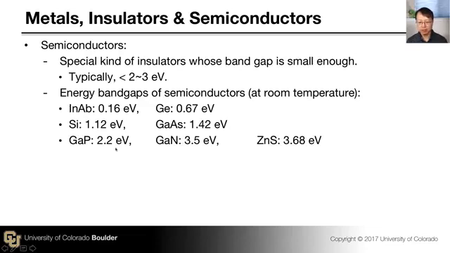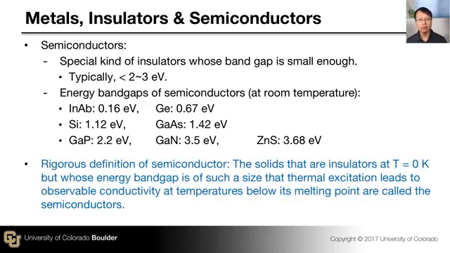And there are semiconductors that have a larger band gap: gallium phosphide with 2.2 eV, gallium nitride with 3.5 eV, and zinc sulfide around 3.7 eV. These are called wide band gap semiconductors. So here I introduce a rigorous scientific definition of a semiconductor. A semiconductor is a solid that is an insulator at T equals 0 Kelvin, but whose energy band gap is of such a size that thermal excitation at finite temperature leads to an observable change in conductivity at temperatures below its melting point. These are called semiconductors.